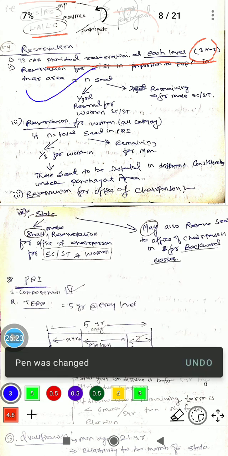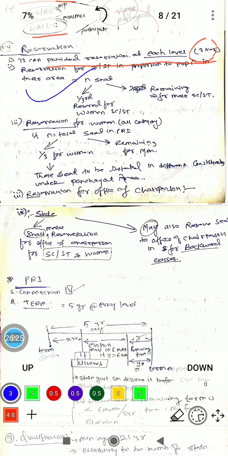Second is the reservation for SC/ST in proportion to population in the area. Means first is the general reservation at all 3 levels, and second is that the reservation for SC/ST will be in proportion to their population in the area. So suppose the population is X, then in proportion to X, some seats will be reserved for SC/ST, and in those seats 1/3 will be for SC/ST women, and the remaining for the men.